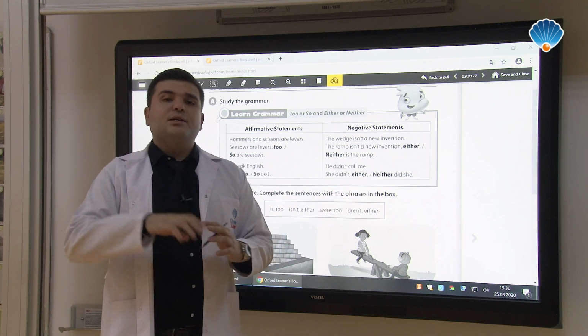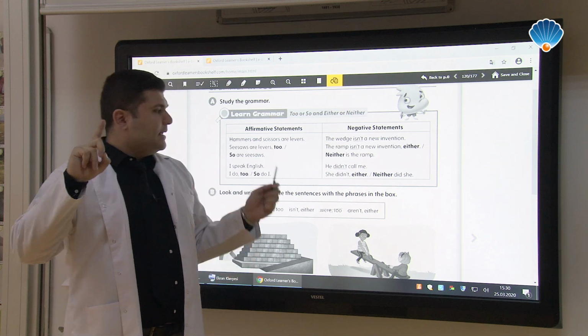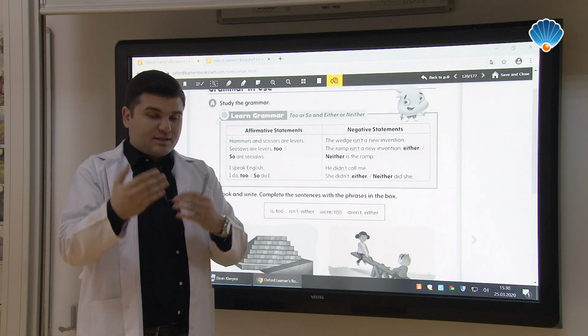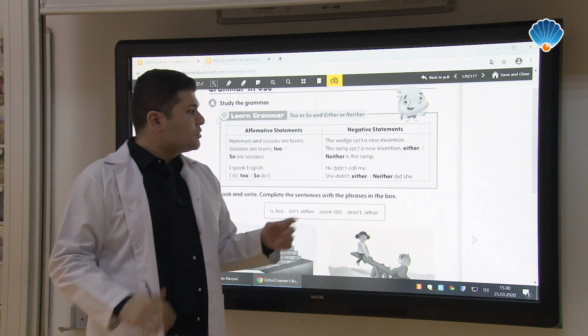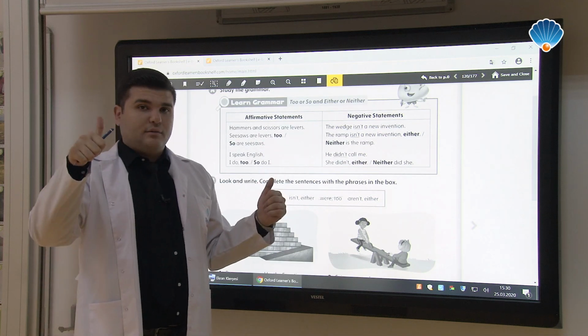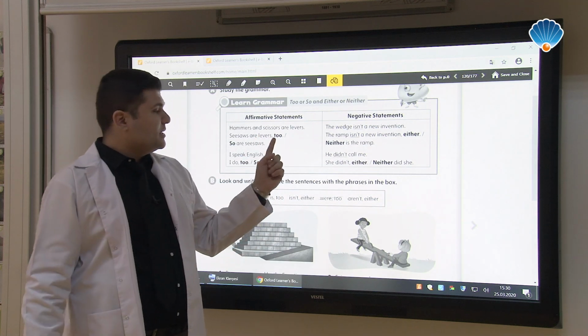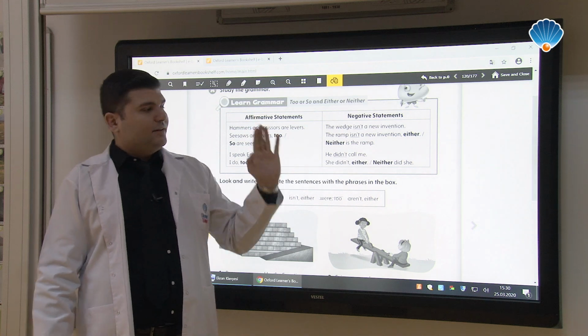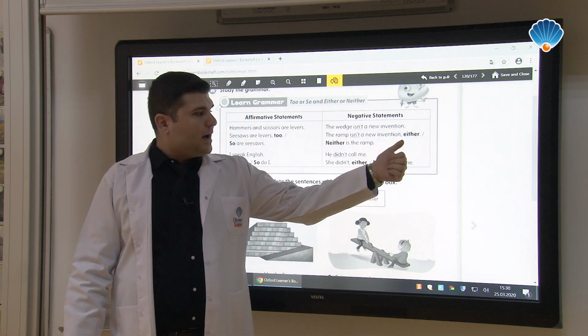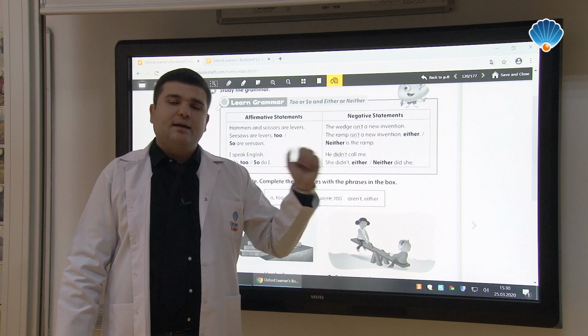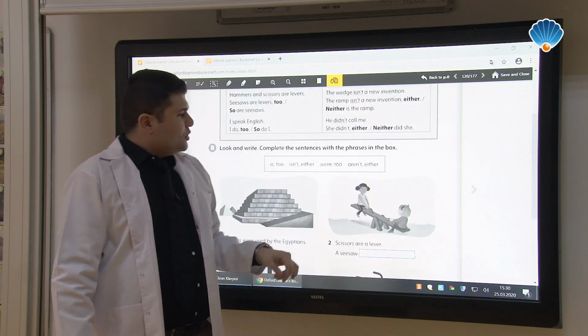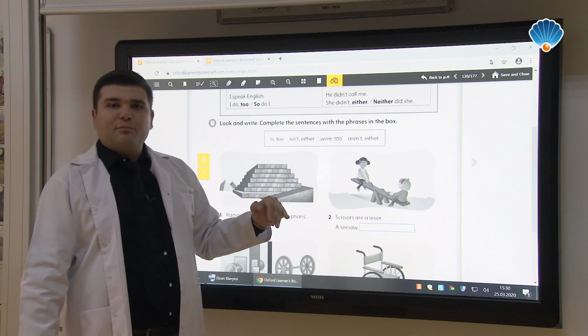Same thing. Just the difference is very important. This is the last time. I'm just saying please write it down, take some notes. If it is positive, affirmative statements, you are using too and so. And if it is actually negative statements, you are using either, neither. Okay, this is a difference. So now, let's just move on with the part B.